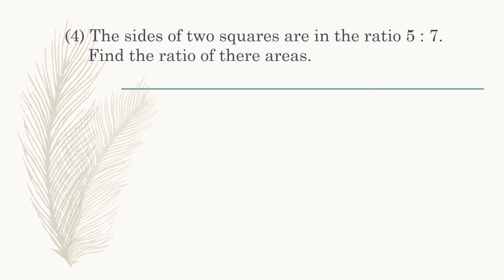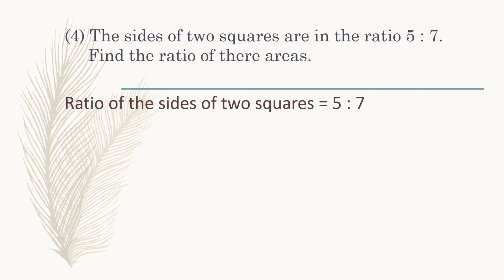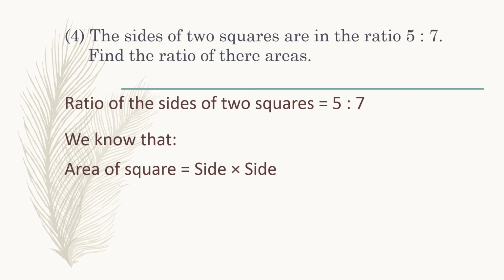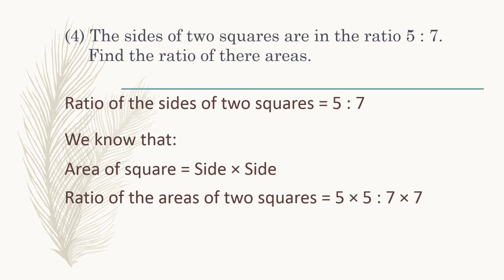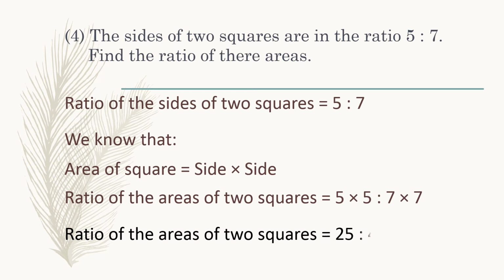Let us solve one more question. Question number 4. The sides of two squares are in the ratio 5:7. Find the ratio of their areas. See, the ratio of the sides of two squares is 5:7, and we know that the area of a square is equal to side multiplied by side. So the ratio of the areas of two squares is 5 multiplied by 5 is to 7 multiplied by 7. Thus, do the multiplication, 5 5s are 25 and 7 7s are 49. The ratio is 25:49.